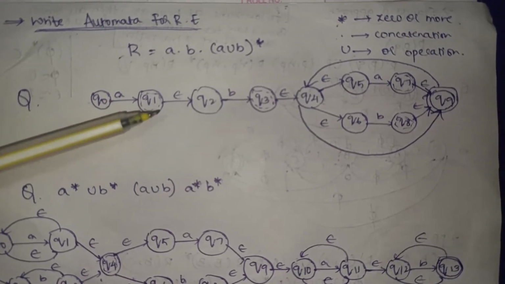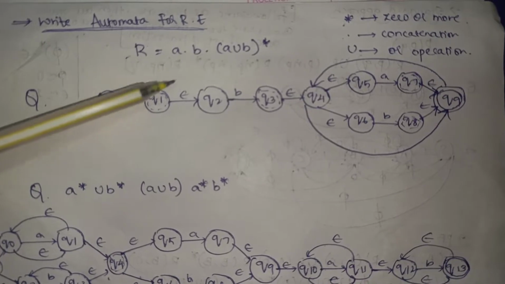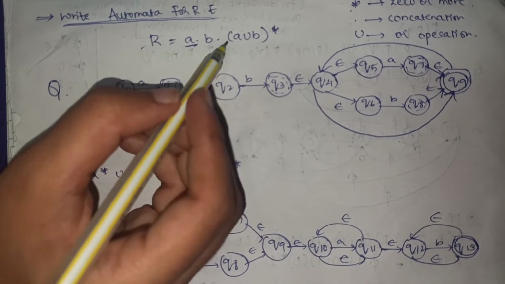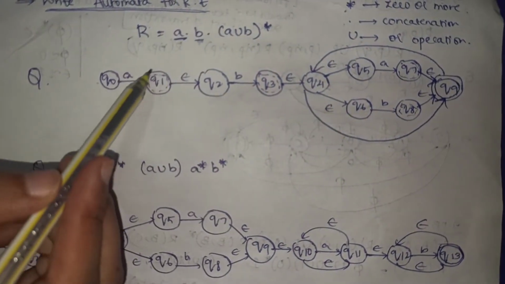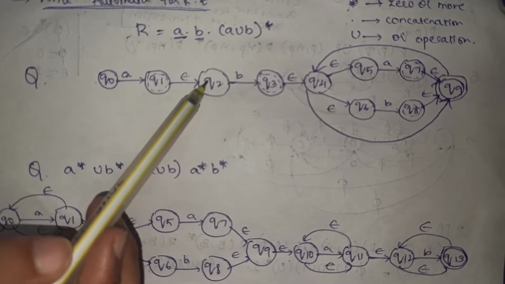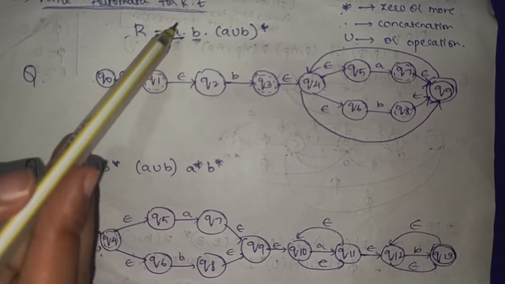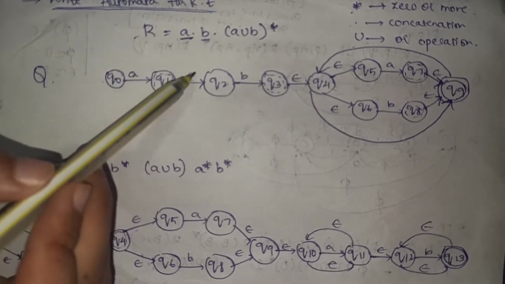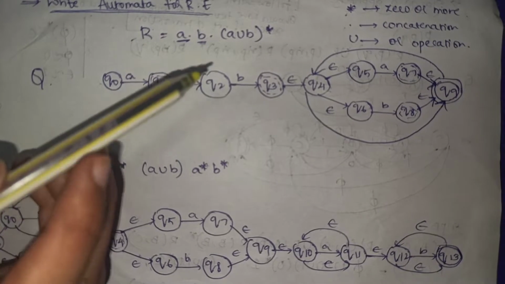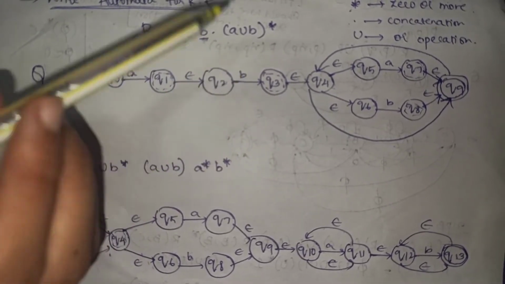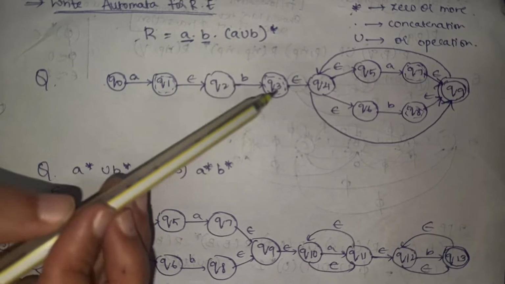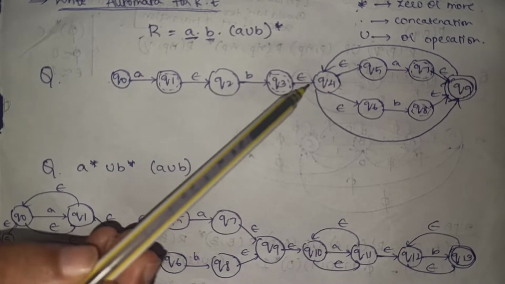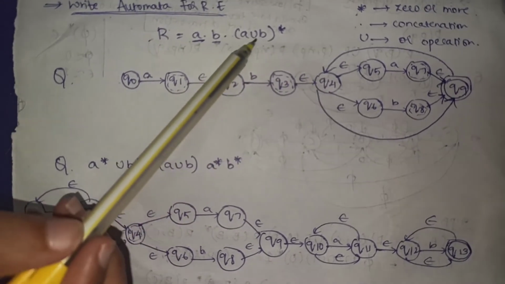This is an intermediate final state, because suppose you take only a as one and only b as one, this could be an intermediate final state. Then you have an epsilon transition, after which you will have another concatenation, that is b. When you are specifying the concatenation, you need to have an epsilon transition for another concatenation to start. So here it is q2, then you have b, then you have an intermediate final state again, then you again have an epsilon transition, after which you have a union b.